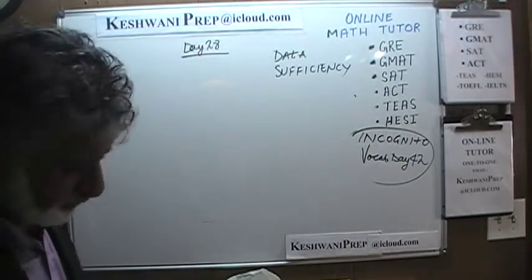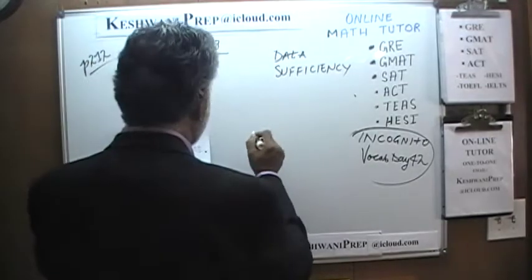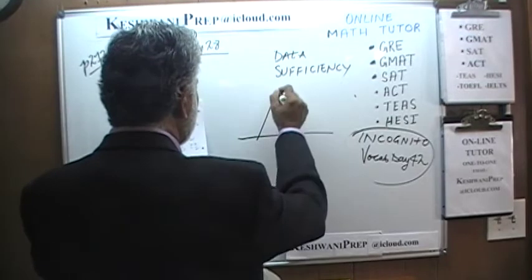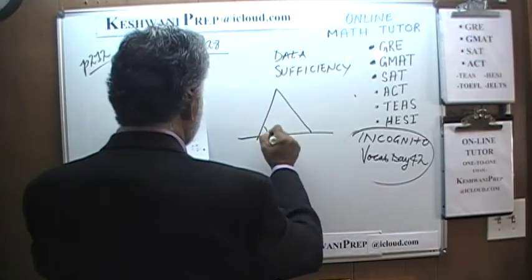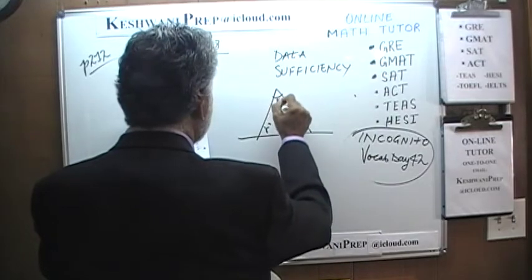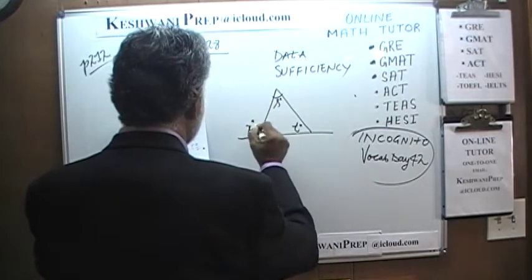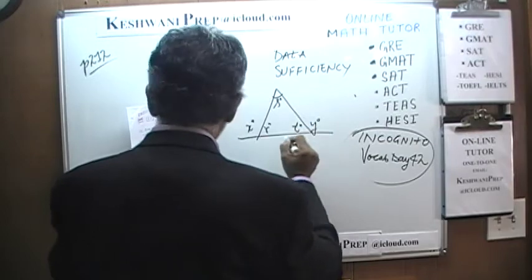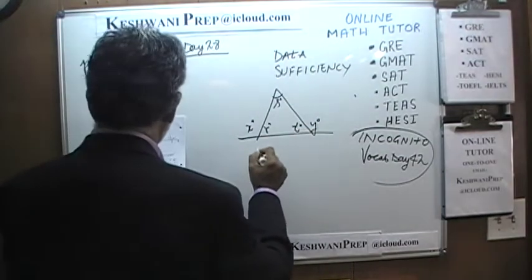The very first one is the geometry problem. We're given a picture here that looks something like this. We are told that this is R, this is T, this is angle S, this is angle X, and this is angle Y.